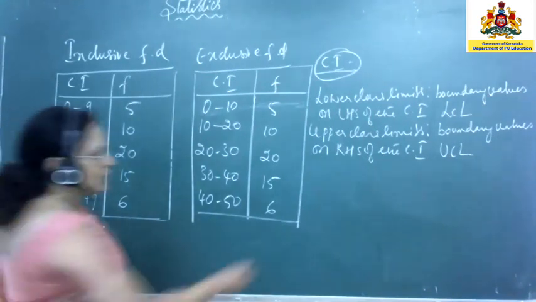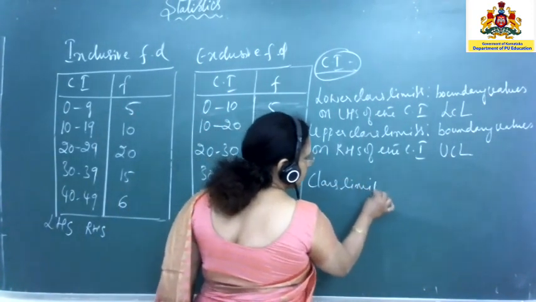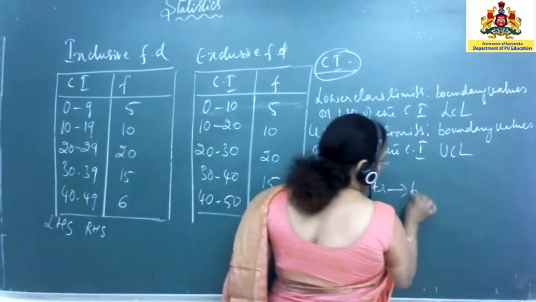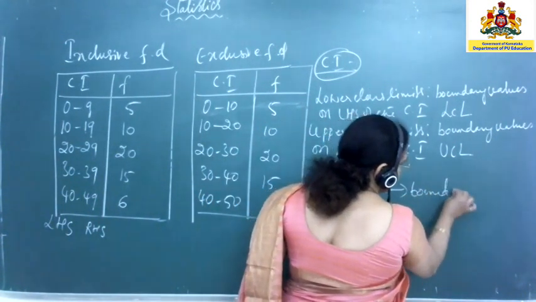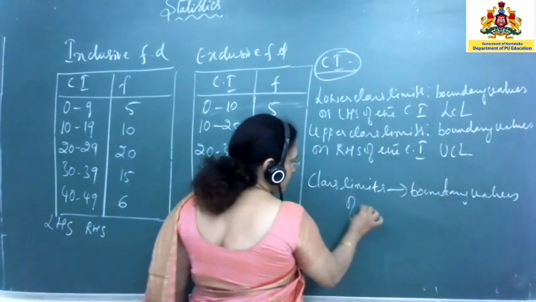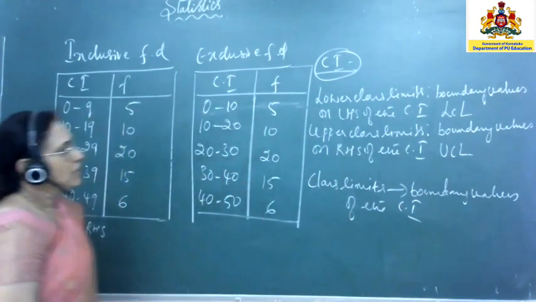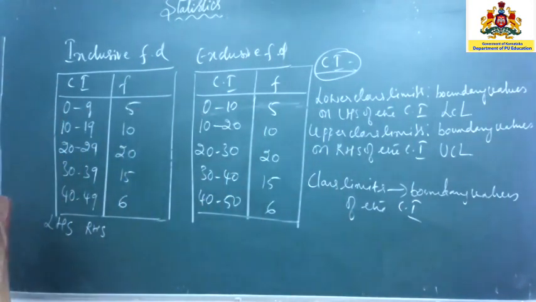So therefore you can define class limits as nothing but the boundary values of the class intervals. Okay. Now, every class interval will have two values. One is the lower limit and the other one is the upper limit. So you can say lower class limit and upper class limit.